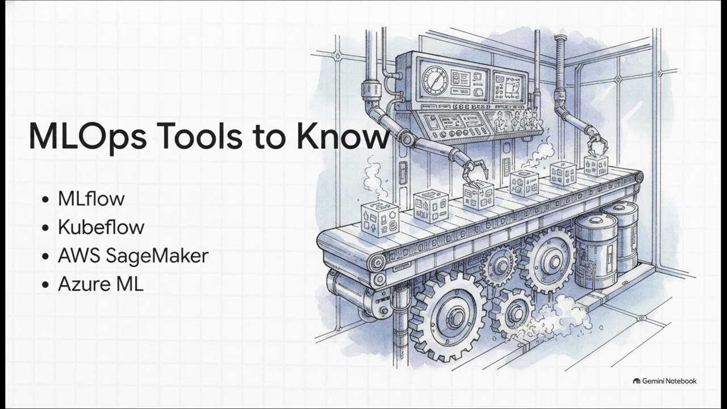Welcome to the MLOps tooling landscape. MLflow is pretty much the standard for experiment tracking and model registries. If you're heavily into containerization, Kubeflow provides native ML pipelines right inside Kubernetes. And for fully managed end-to-end platforms, you're looking at AWS SageMaker or Azure ML.